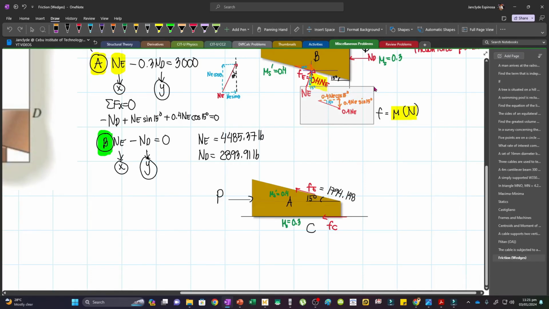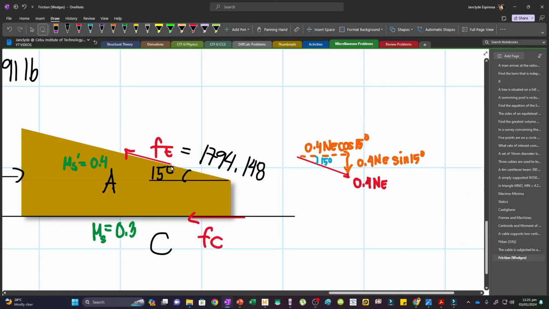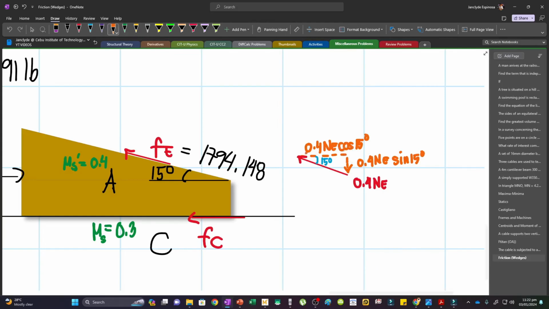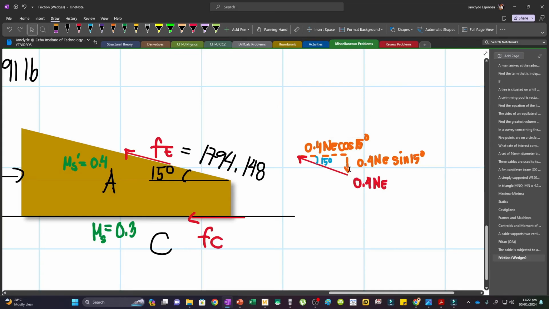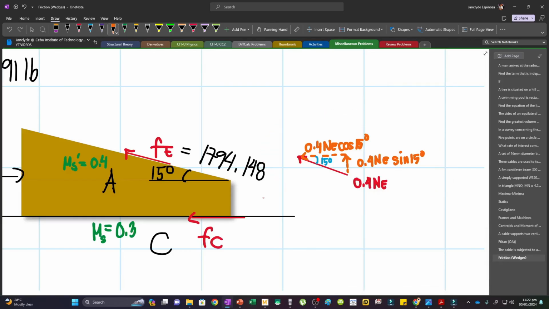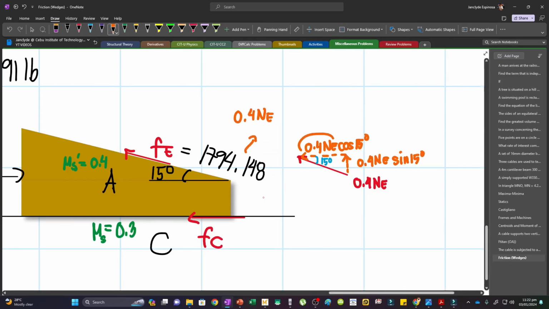And then the components of this one will just resemble this one. However, it will be acting opposite to this one. And so let's copy this one, and then let's try to change our directions. Now this is because our Fe will act toward this direction. And so let's change this one. It will act right here. And then this one will act toward the left, and then this one will act upward. And so we already have these. Again, this is just 0.4 Ne, which is this one.